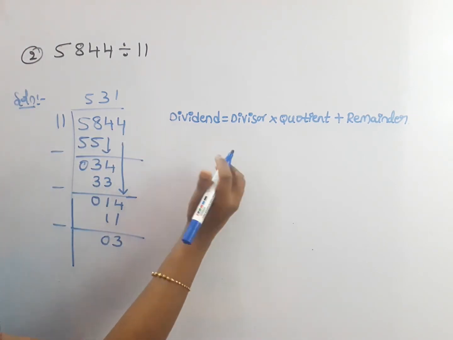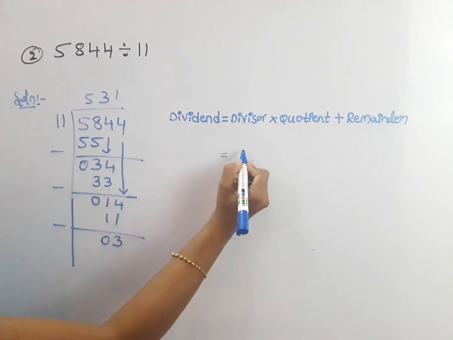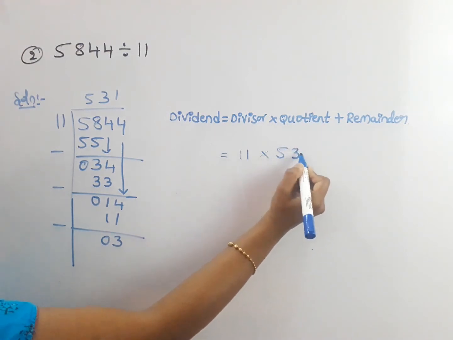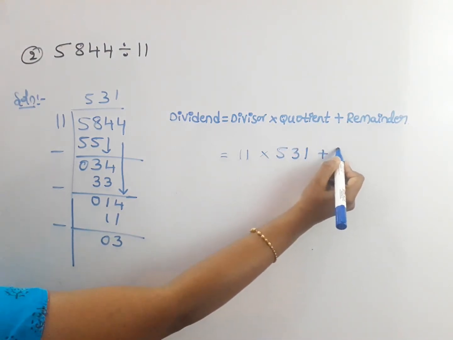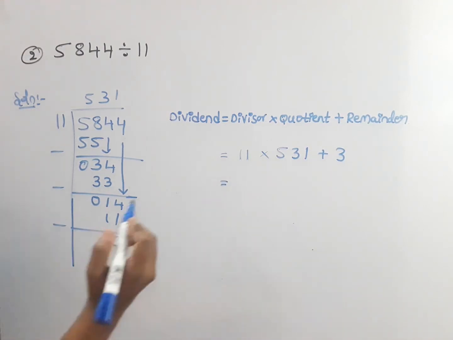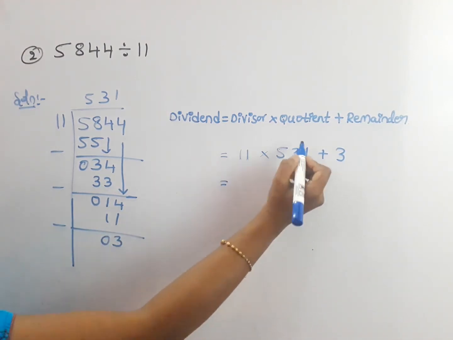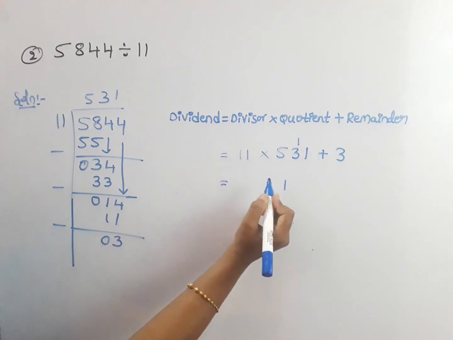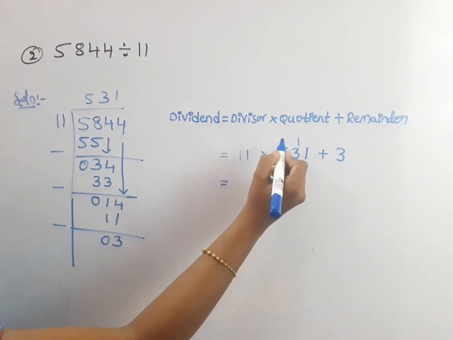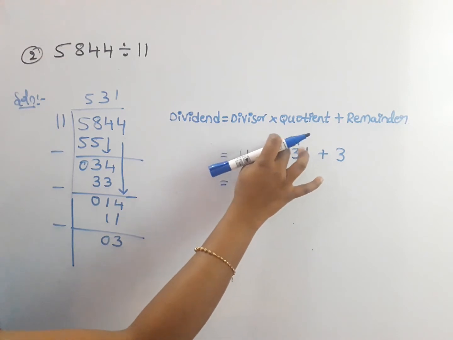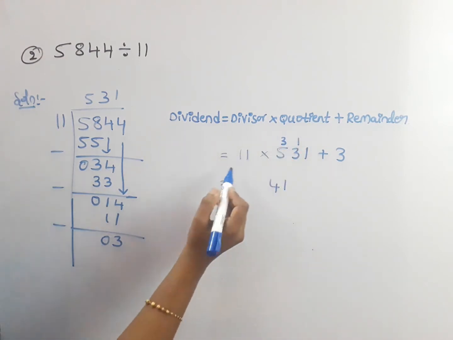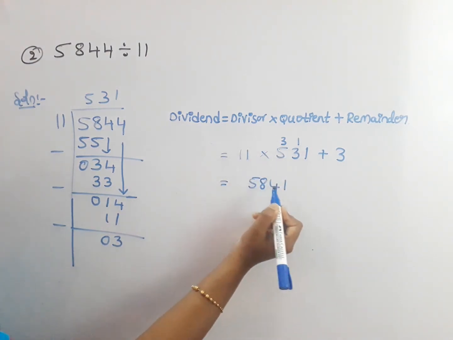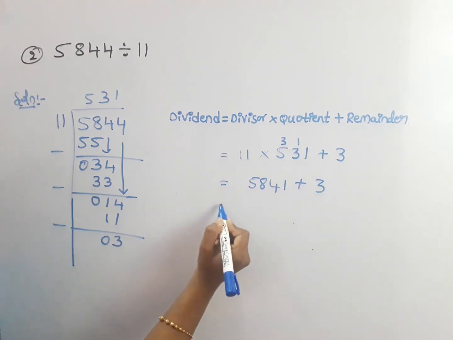So here we need to cross check the answer. Divisor is 11 into the quotient, the obtained answer, that is 531, plus the remainder is 3. So right now 11 ones are 11. So write 1 here. 1 is the carry over. 11 3s are 33. 33 plus 1 is equal to 34. Write 4 here, and then 3 is the carry over. Then 11 5s are 55. 55 plus 3 is equal to 58, plus remainder.